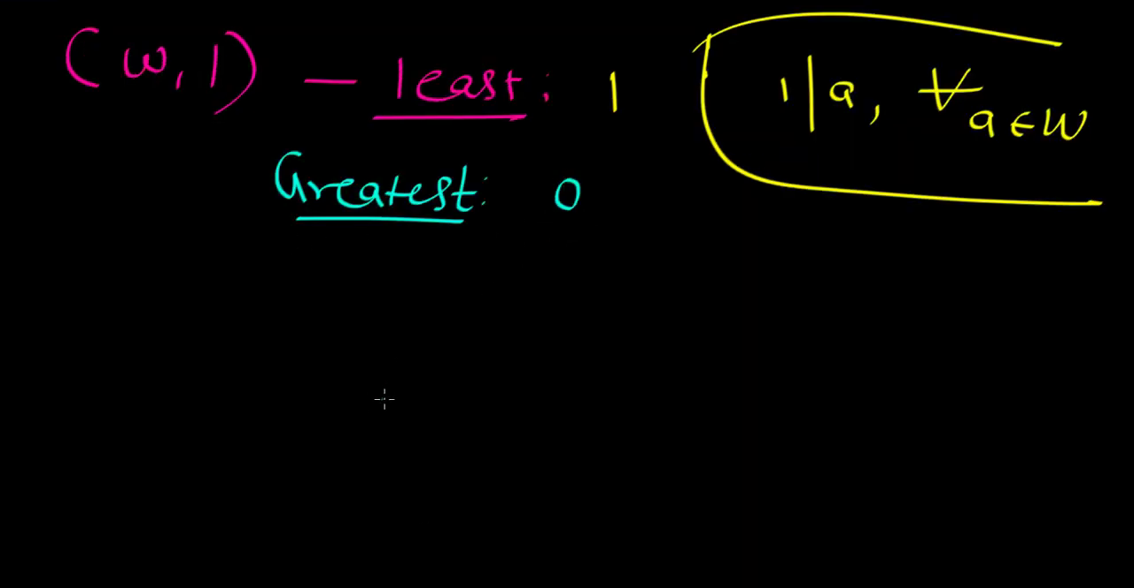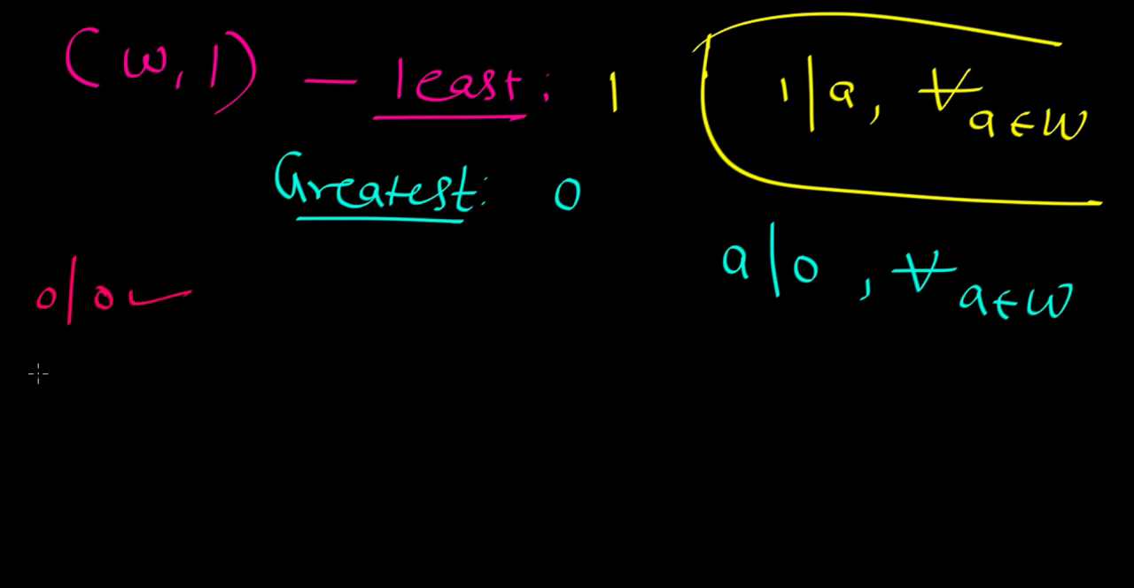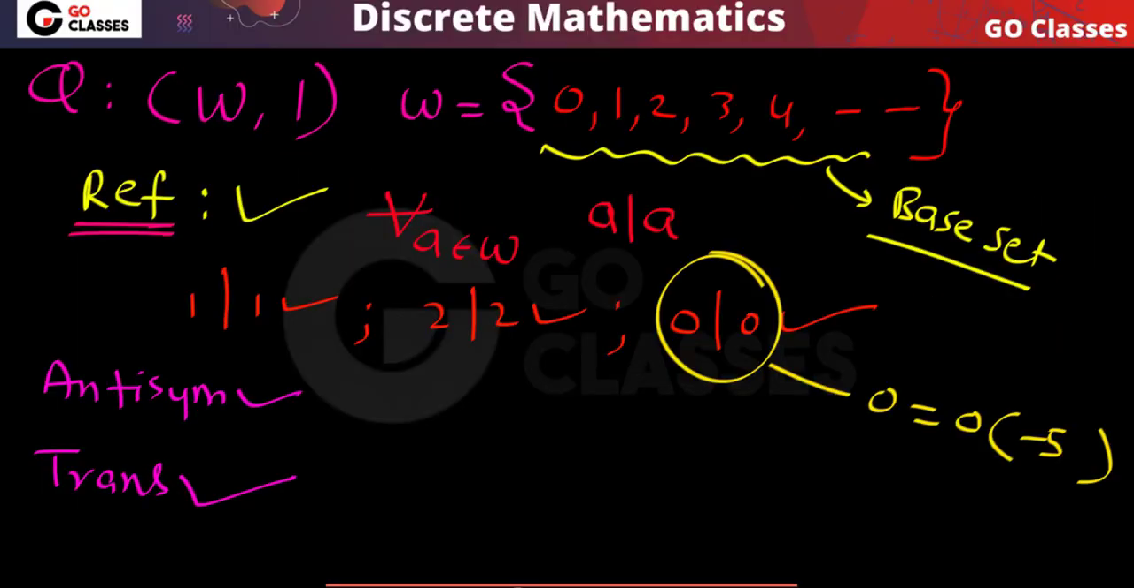Yes, the greatest element is 0 because everything will divide 0. A divides 0 for all a. Every element will divide 0. For example, 0 divides 0, 1 divides 0, 2 divides 0. Every whole number, every non-negative integer will divide 0. So here we have greatest element 0 and the least element is 1. These are some variations in the divisibility relation. I hope all these variations are clear.